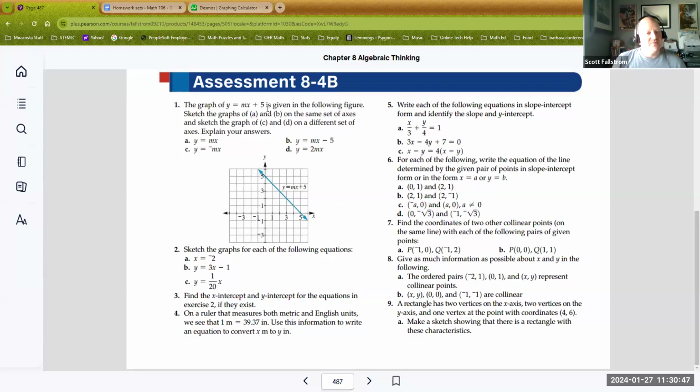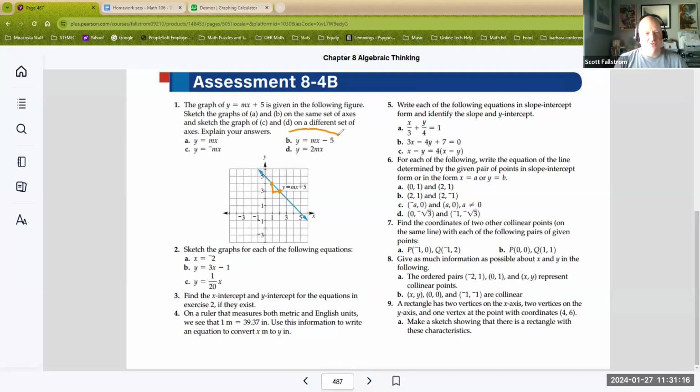So let's see here. First one is they give you a graph. The graph is y equals mx plus 5. And they say sketch the graph of these other ones on the same axes. Now, again, what they're saying is m is the same. So the slope would be the same for all of these graphs. So look at the slope as your guide. I've tried to say that before. That's the rate of change. So whatever the rate of change is here, you want to use that when you graph another line.